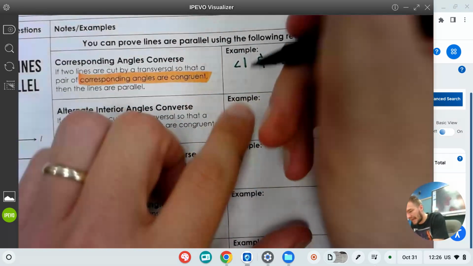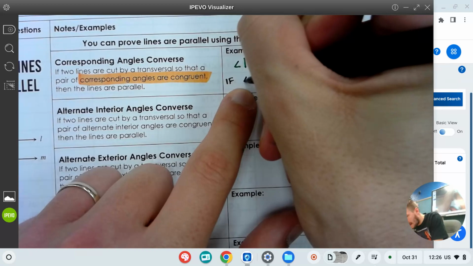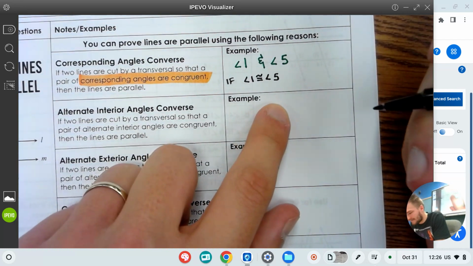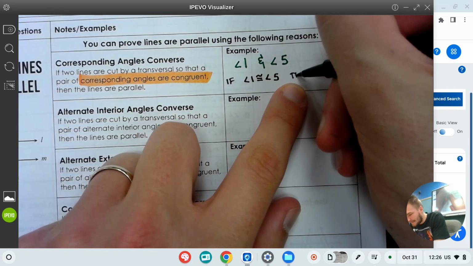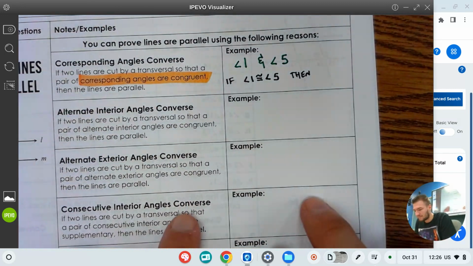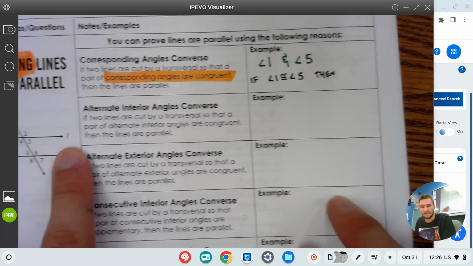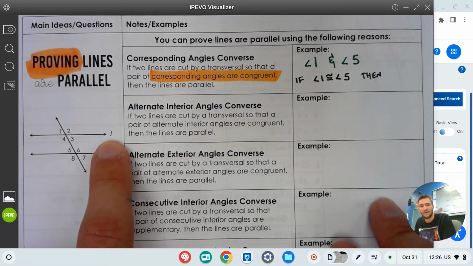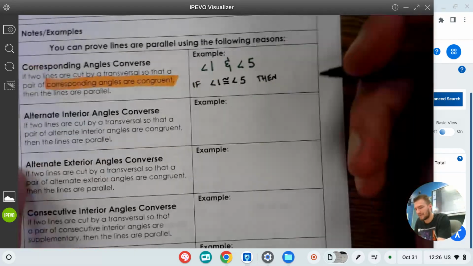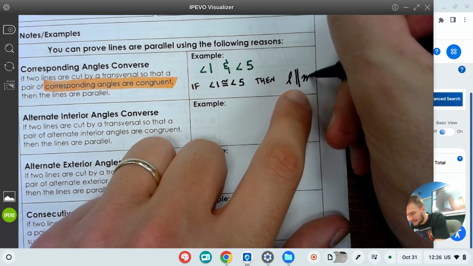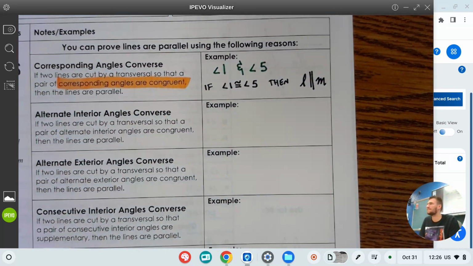So let's just say if angle 1 is congruent with angle 5, then we know that two lines are parallel. What two lines would we know are parallel? Looking at our figure, L and M. So we say L parallel to M. Oh my God, this is complicated.